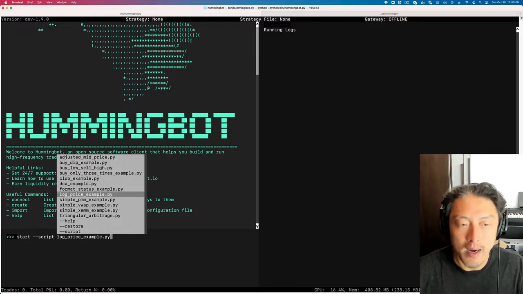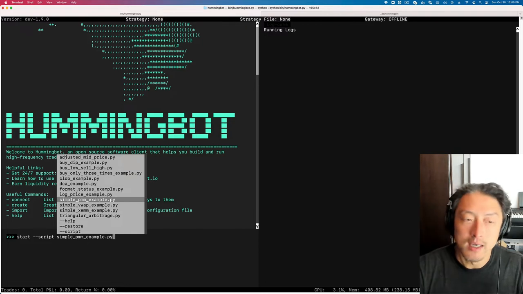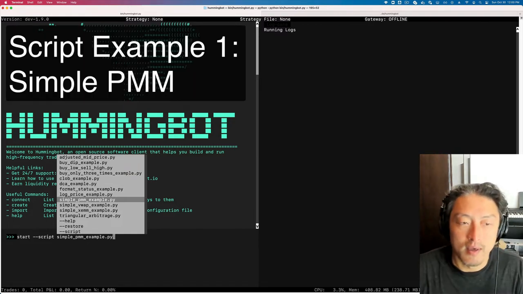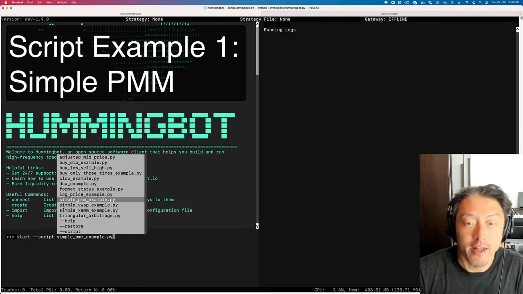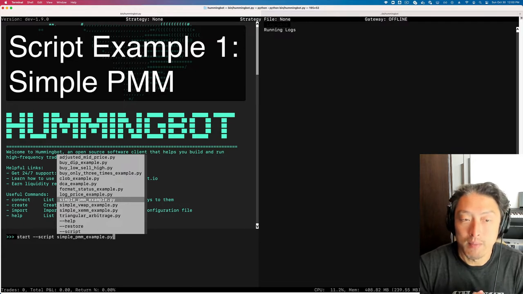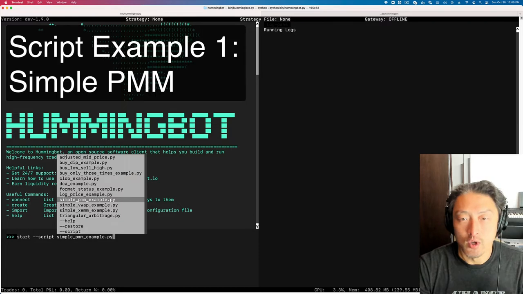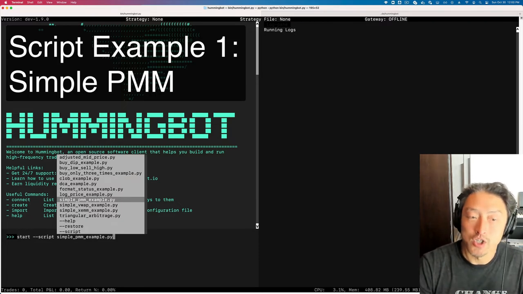So these are just simple Python files. So the one I'm going to run is called simple PMM example. And this script is essentially a very basic stripped down version of our flagship pure market making or PMM strategy. So let's run it and see what it does and then look at the code and it will inform what it's actually doing.